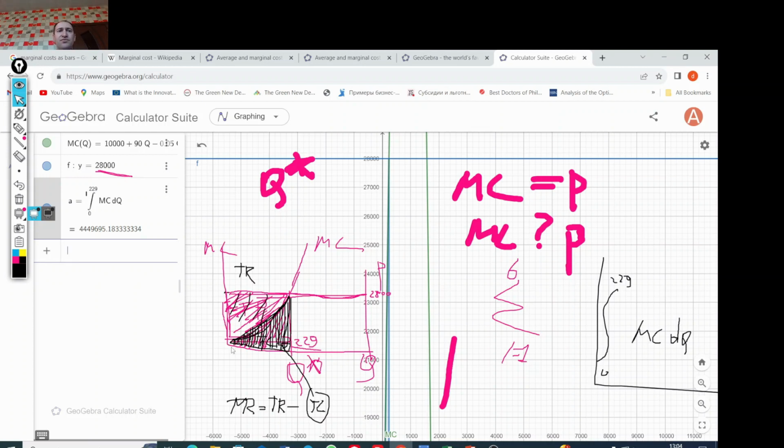So in that range from 0 to 229, there will be millions of tiny bars with a width of a tiny value of delta Q. And the height of each such bar will be some definite number given by the elevation of the marginal cost curve. And you find the areas of those tiny bars and sum them up.